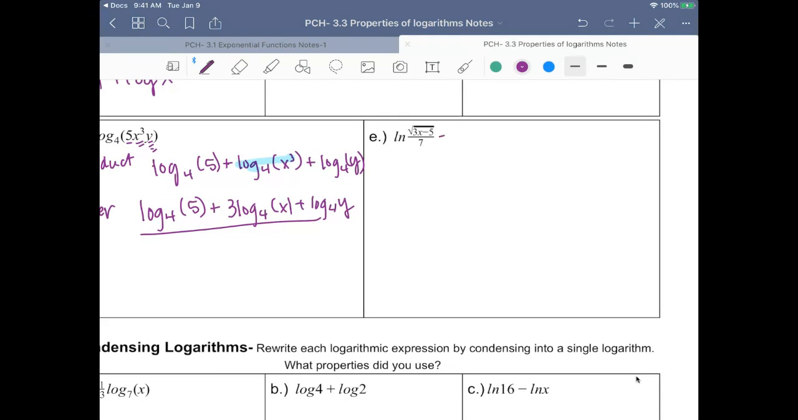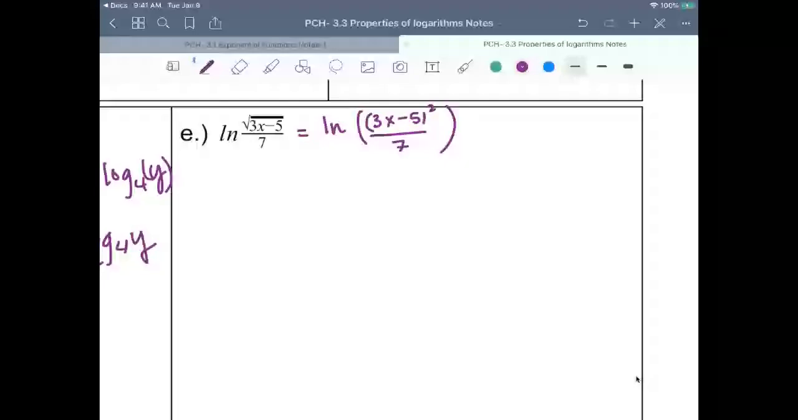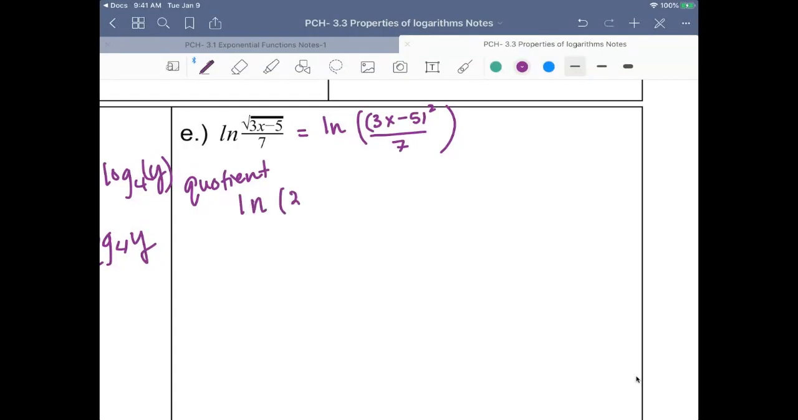This one, I hate roots. I'm going to change this into a fractional exponent. So what we have is the ln of 3x minus 5 to the 1/2 power, all over 7. First, I'm going to use the quotient property because I need to break up this fraction. So I have the ln of 3x minus 5 squared minus the ln of 7.